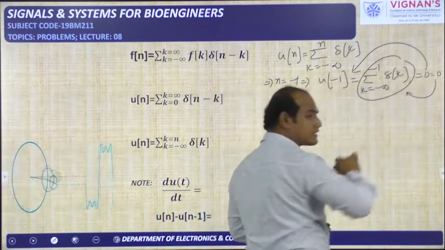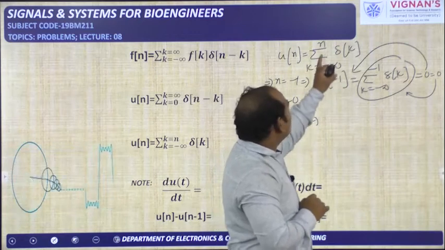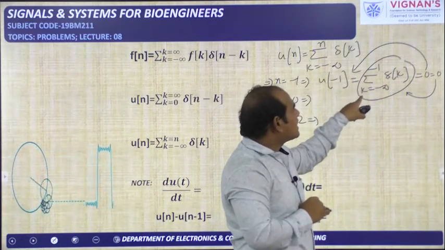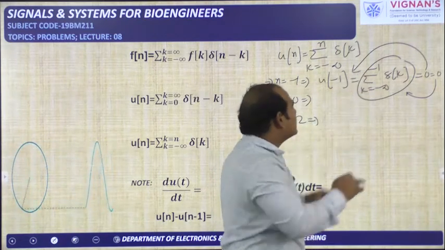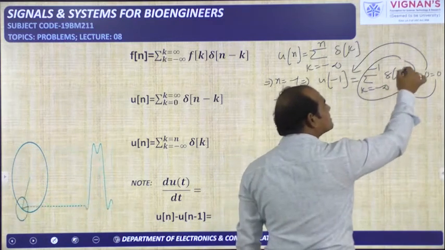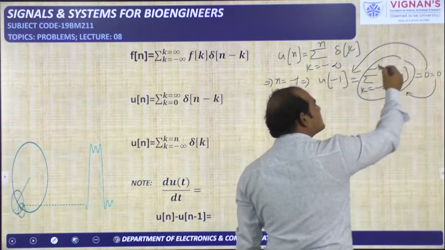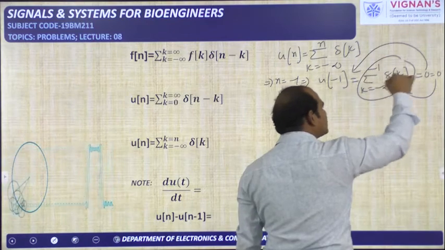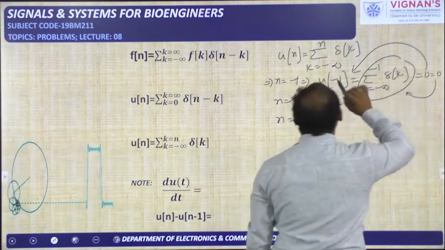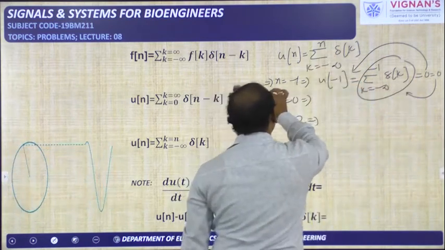That only I have written here. Next, n is equal to minus 1 means this sigma k is from minus infinity to minus 1. This impulse signal is available at k is equal to 0, but you are doing the summation up to minus 1 only. That's why it is also 0. So 0 is equal to 0. This equation is satisfied for the negative values of n.